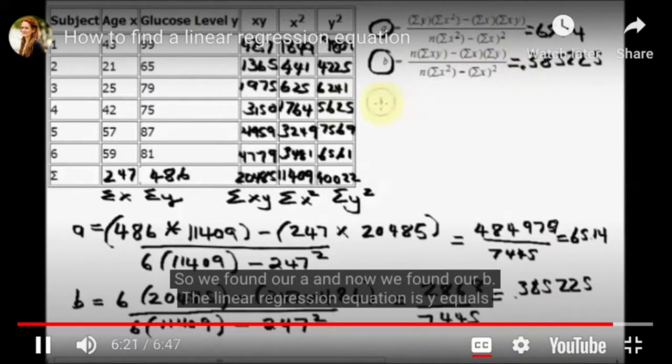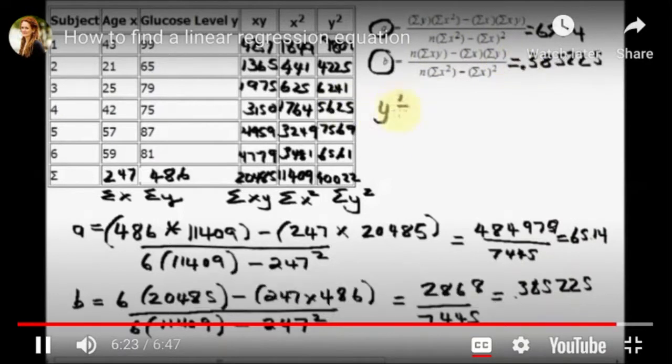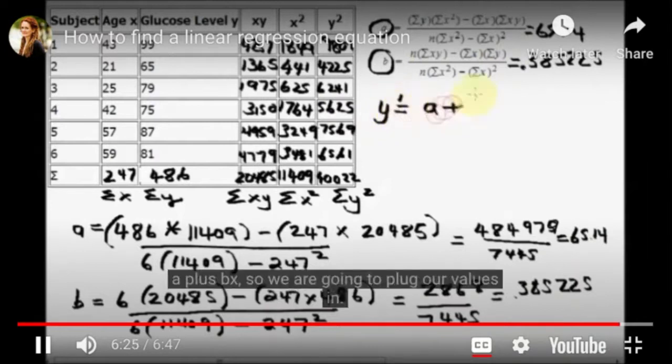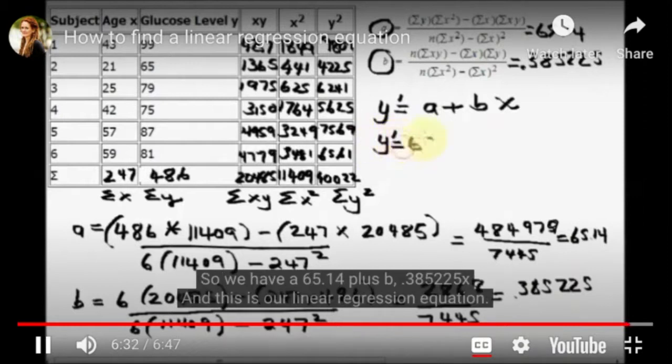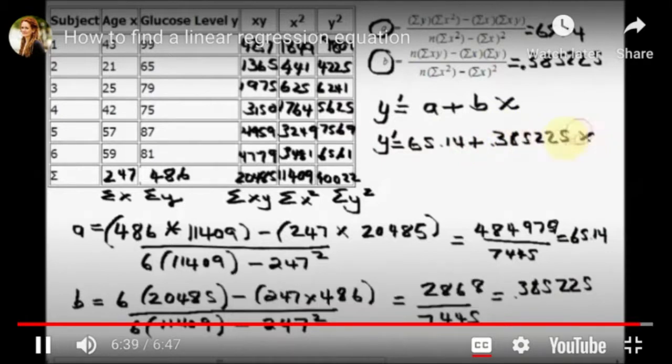The linear regression equation is y equals a plus bx. So we're going to plug our values in. So we have A, 65.14, plus B, 0.385225, x. And this is our linear regression equation.